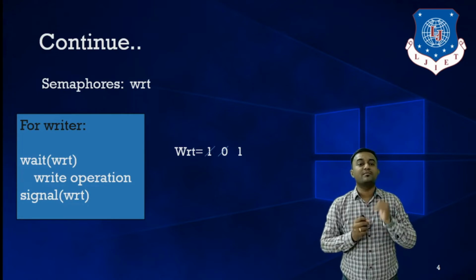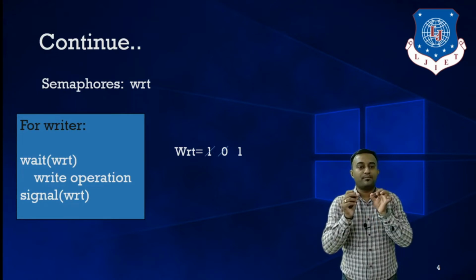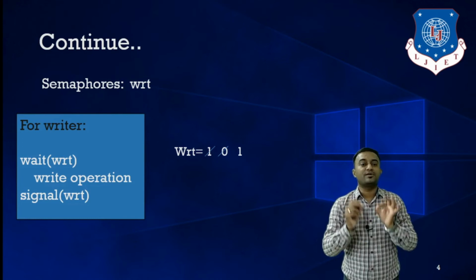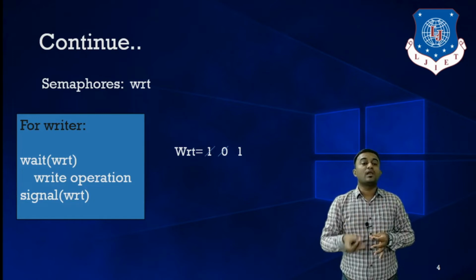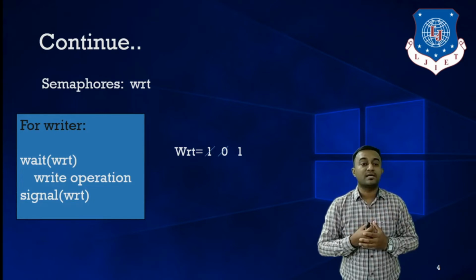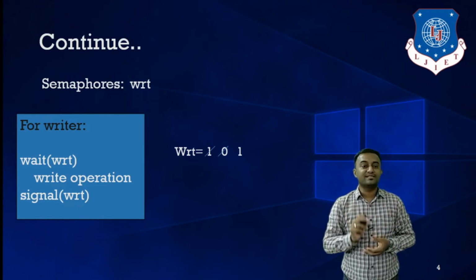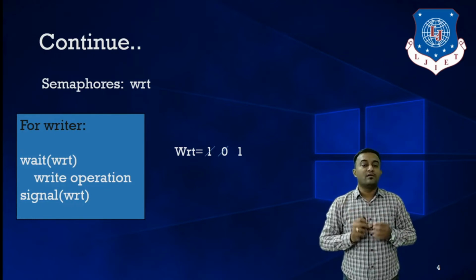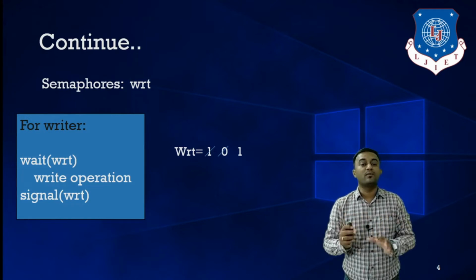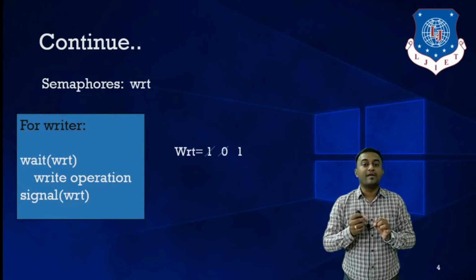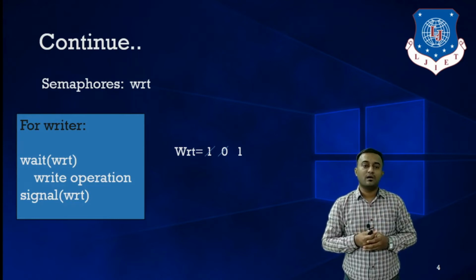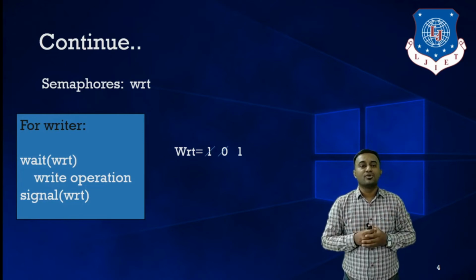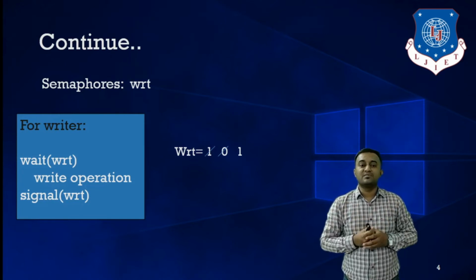And signal of WRT means what? Once one process has executed the write operation and completed its task, it needs to allow another process to enter into the critical section and access the shared resource. That is why the last statement in the writer code is signal of WRT. The value of WRT was 0, and now we are incrementing it by 1, so that another process can enter into the critical section and access the shared resource. So the writer code is very simple to understand.